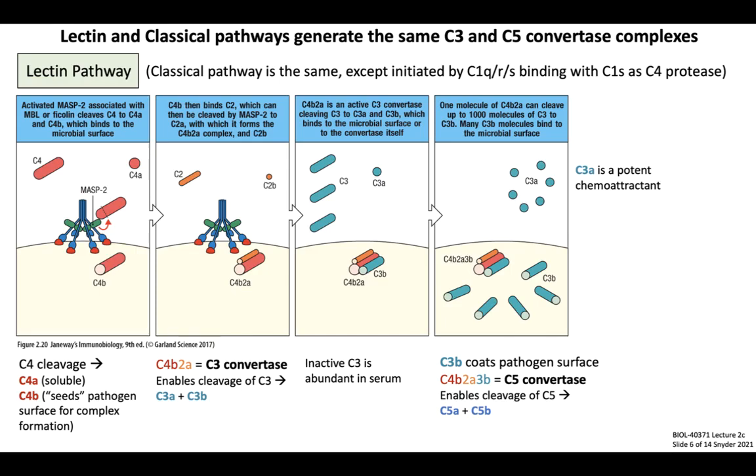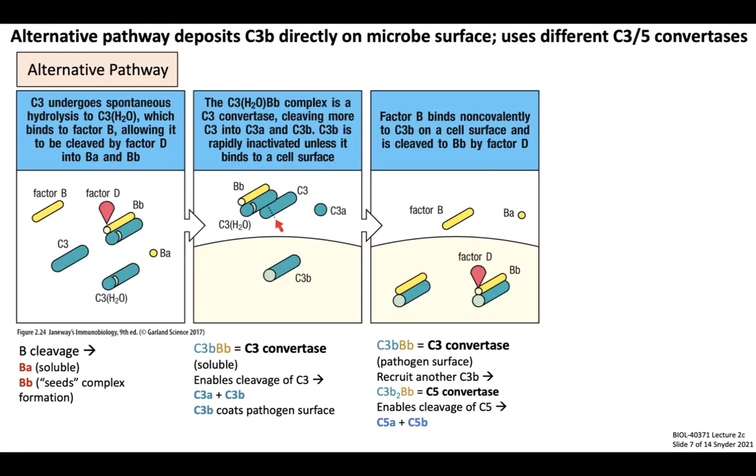This has two important downstream effects. One is that the pathogen surface gets decorated with a whole bunch of C3b molecules, and this is a process called opsonization, which is relevant for the phagocytosis of this pathogen. And the second is that a C4b2a3b complex is formed, which is a C5 convertase that allows for the cleavage and activation of C5, which is the next protein in the complement cascade.